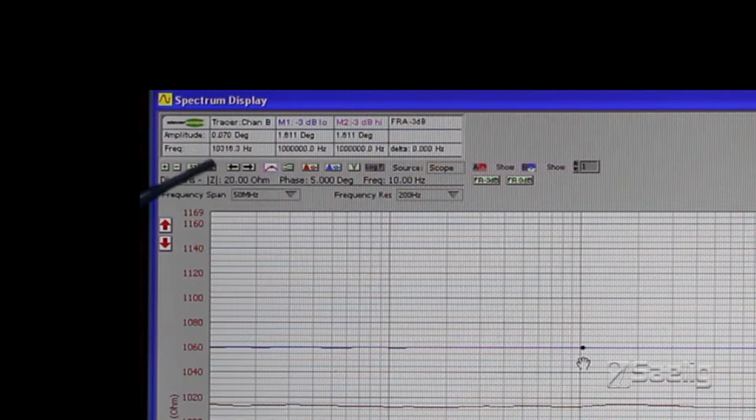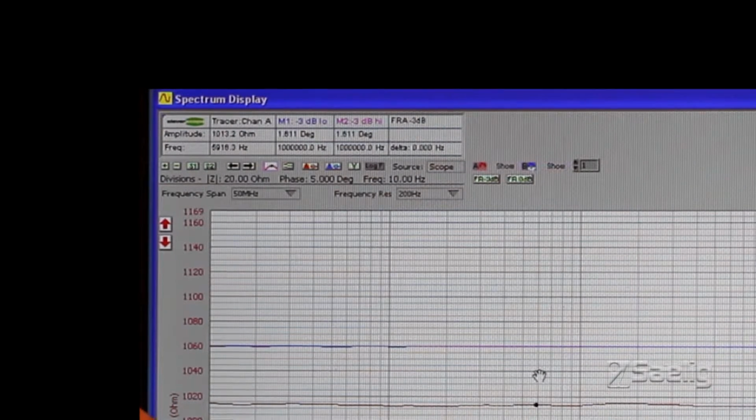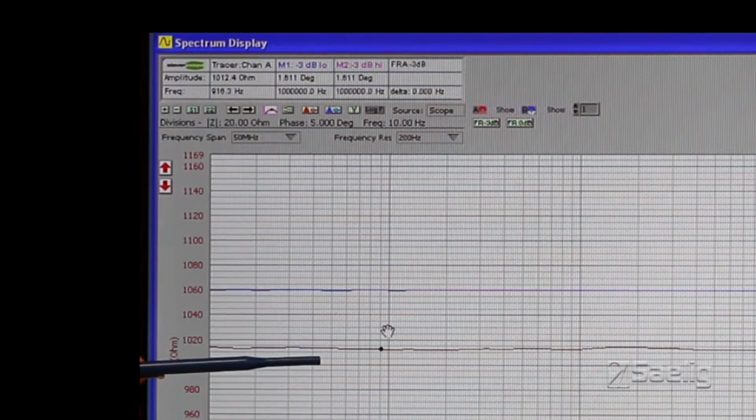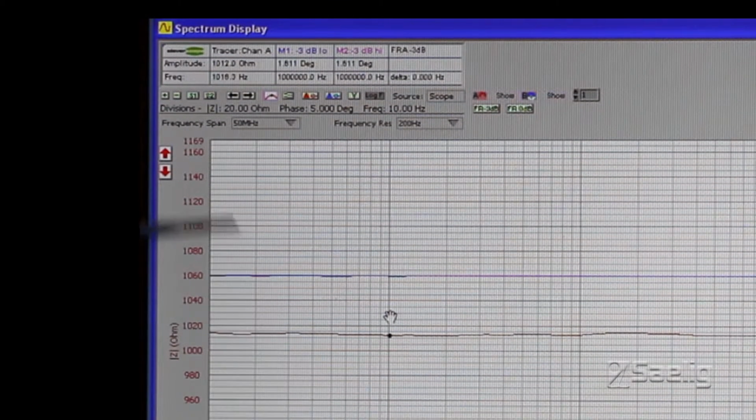you can look up here and see what you've got. We're sitting at 10 kilohertz right now. This is the exact number of the frequency right here, and this is the phase right up in here. So I'm on tracer channel B, which is blue, and I'm reading in fractions of a degree there. If I hit the tab button, then I can come back to the channel A trace, which is actually my resistance value or my impedance value in this particular instance, and we can see that my 1,000 ohm resistor is 1,012 ohms right there at that frequency.